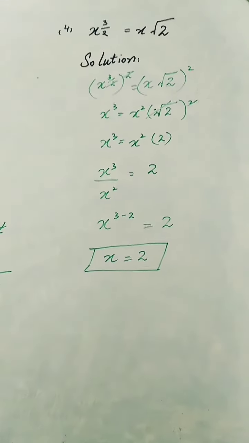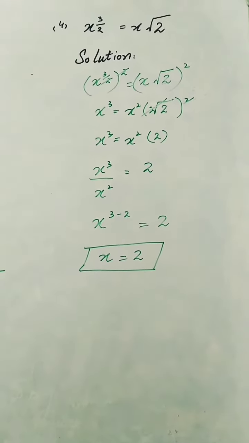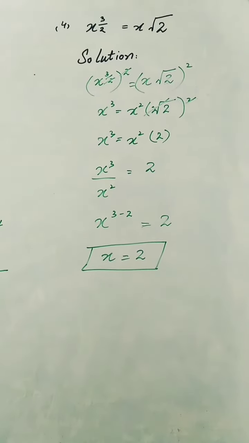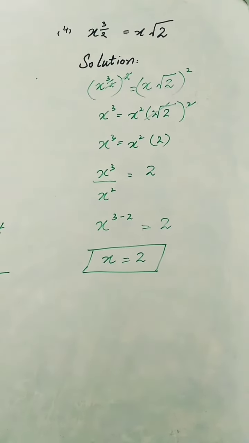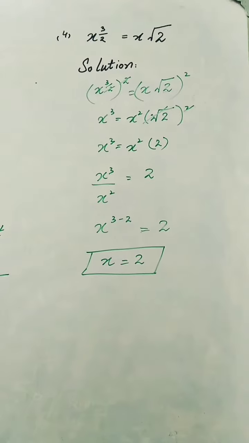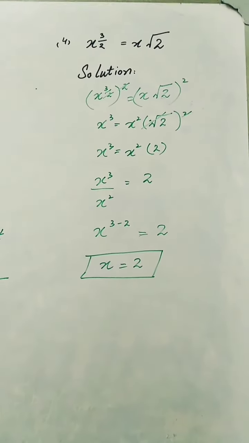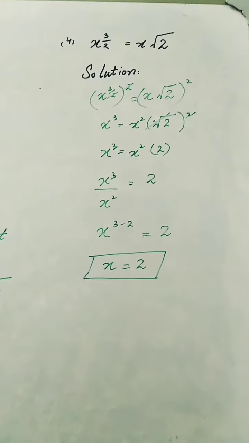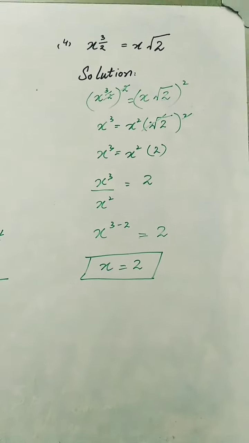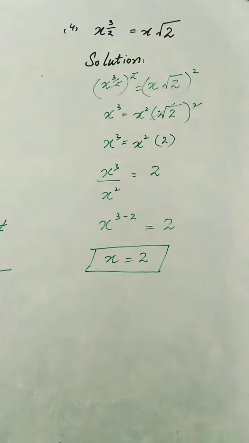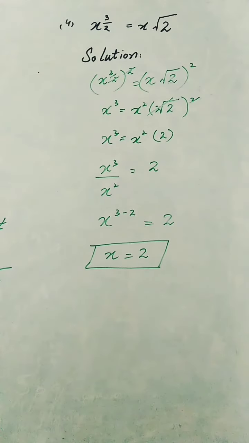Now x square is multiplying with the 2 there. We take it to the other side, and it will come into the division. So here we have an expression x cube over x square is equal to 2. As we know that whenever the base is the same and division is involved, the powers subtract from each other. So it becomes x raised to the power 3 minus 2 is equal to 2, and x will come out as 2, as 3 minus 2 is equal to 1. So the value of x becomes 2.